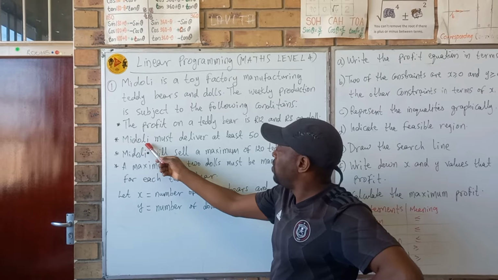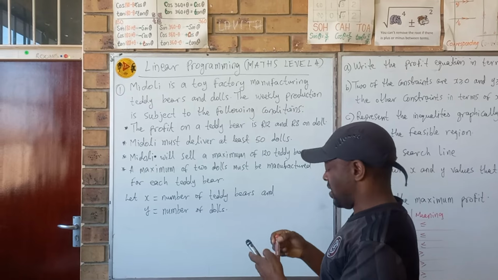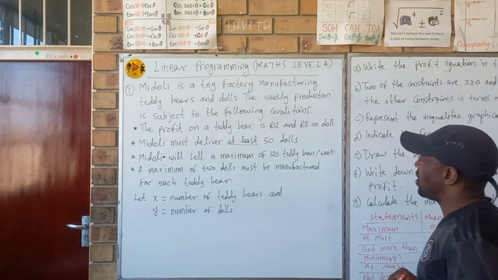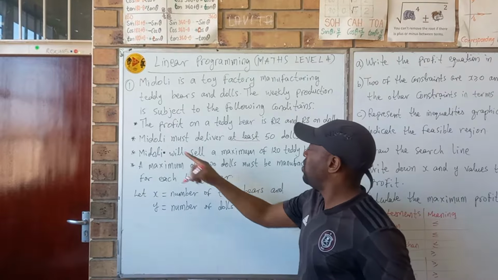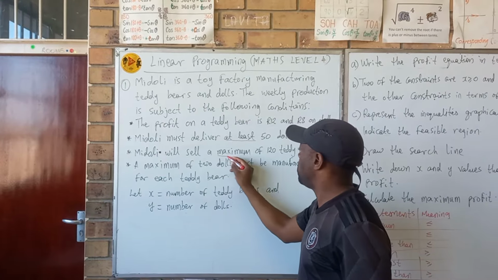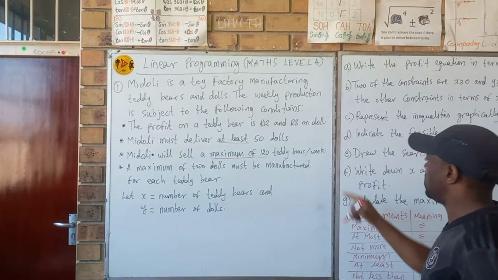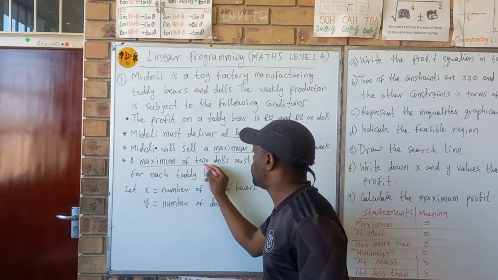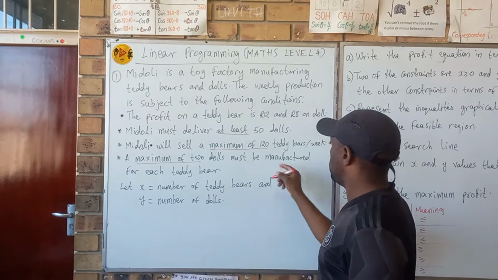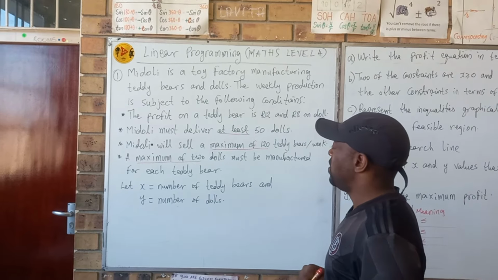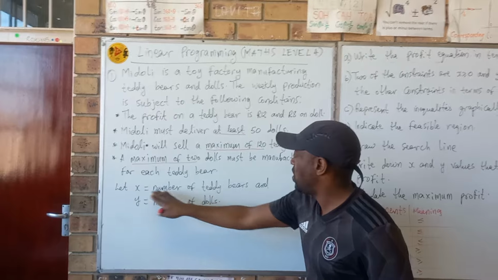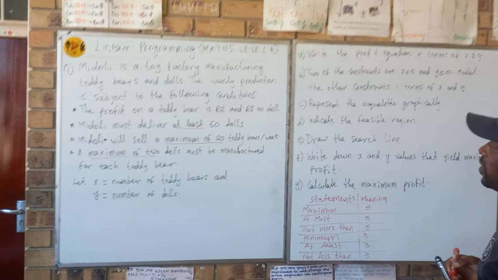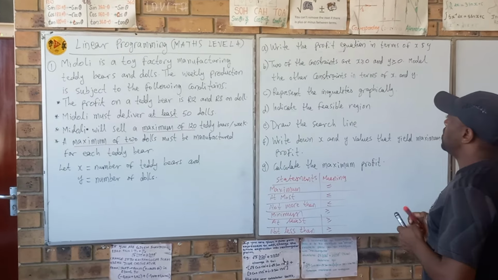Then Midori must deliver at least, you see, when I'm reading my key statements, I pick them out, at least 50 dolls. Then Midori will sell a maximum of 120 teddy bears per week. Then again, a maximum of 2 dolls must be manufactured for each teddy bear. So we are told that each time we see teddy bear, we call it X, dolls is Y. So these are now the questions. We have to go through that step by step. We will revisit the scenario.